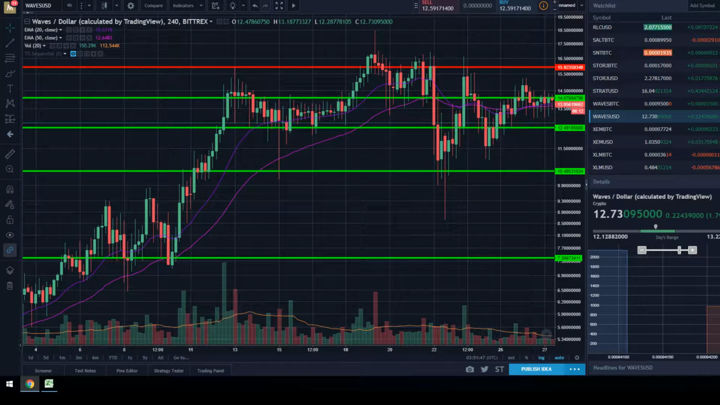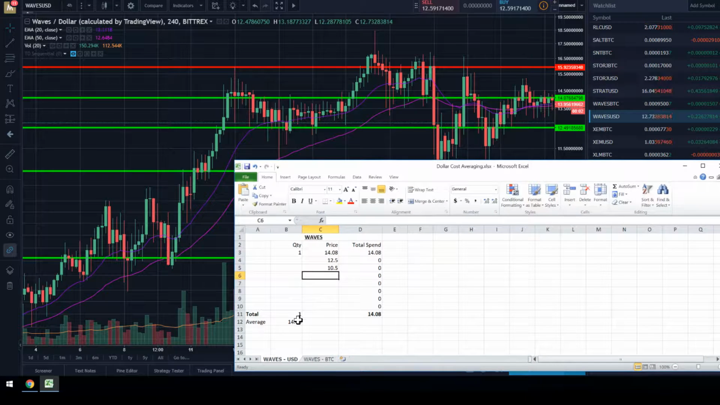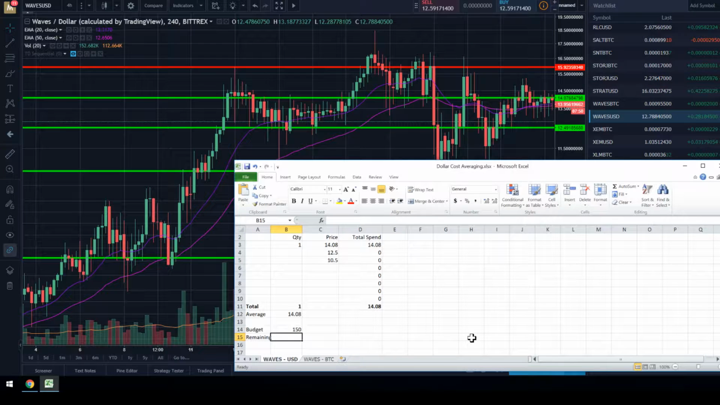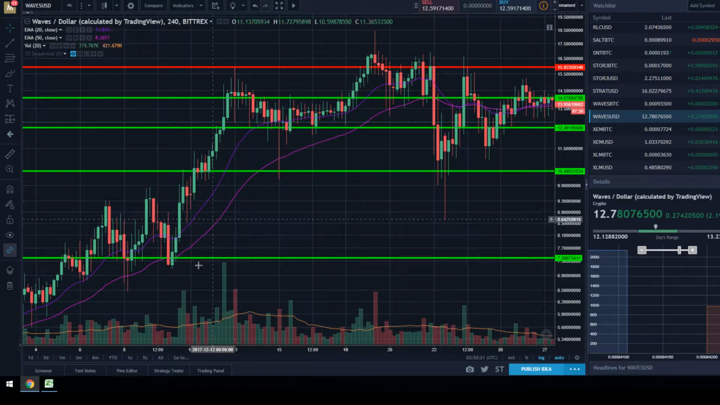So I've prepared a spreadsheet here. I'll clear these numbers. Cool. So let's say we've got a budget of $150. Budget 150, and remaining equals that. That's our total spend. So we've got a budget of $150 to spend on Waves.